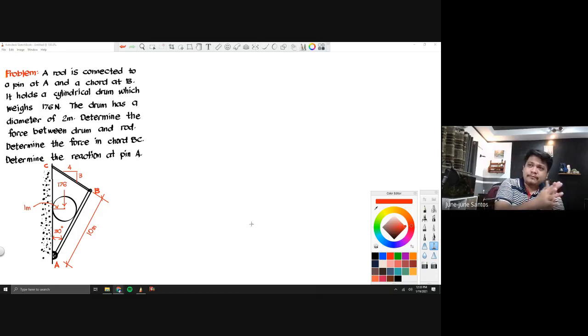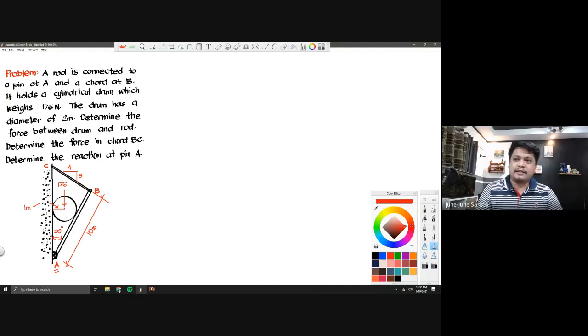Excuse me. So, example, a rod is connected to a pin at A. Okay? So, this point, ay, nasa nilapis. So, yung point A daw, okay, it is a pin. Okay? And a cord at B. So, ibig sabihin, this BC, isa siyang rod, no? Isang cord siya or isang cable. Yung cylinder daw is nagwe-weigh ng 176 Newton.